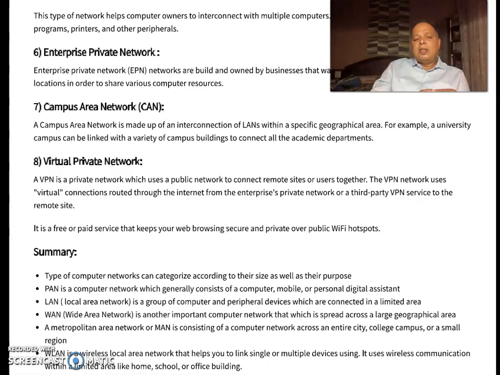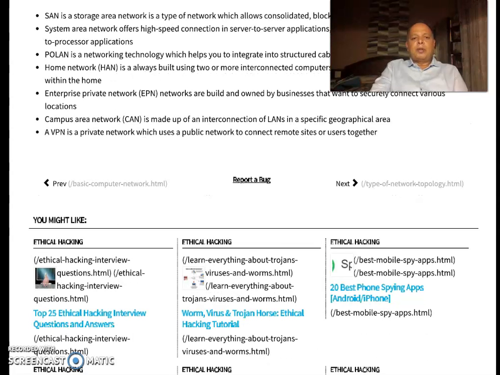As we have seen in this video, a PAN is a computer network which generally consists of computers, mobiles, or personal digital assistants. These networks are growing in number nowadays. A LAN is a group of networks having a limited geographical area and number of nodes. A WAN is a wider network having more coverage than LANs, with more nodes and more LANs connected together. A MAN is a network providing connectivity across an entire city, college campus, or even a small region. A wireless LAN is a wireless local area network connecting single or multiple devices using wireless communication.